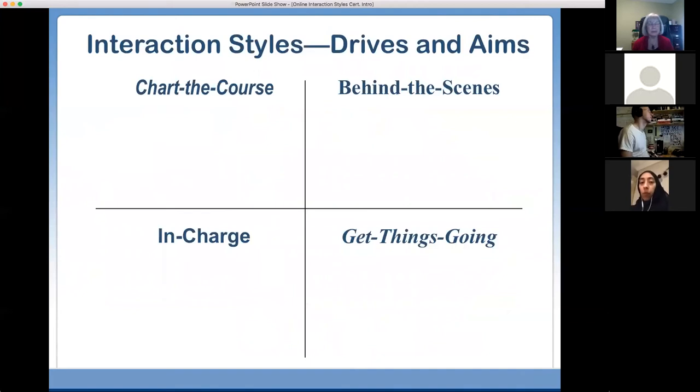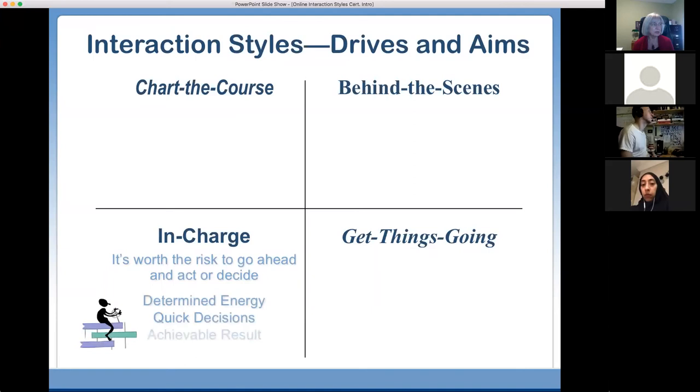Well, we use these names. And the challenge is when you name something, then it starts to get limited by the meanings that people make of things. For example, in charge doesn't mean the person in charge. In charge is an energy that says, I'm going to get things done. So they think it's worth the risk to go ahead and act or decide when people are in that energy or when that's their energy. They have a determined energy. They have quick decisions. That's what they prefer. And achievable result, because they're after that achievable result. So that's just the essence of the theme, kind of the essential qualities.